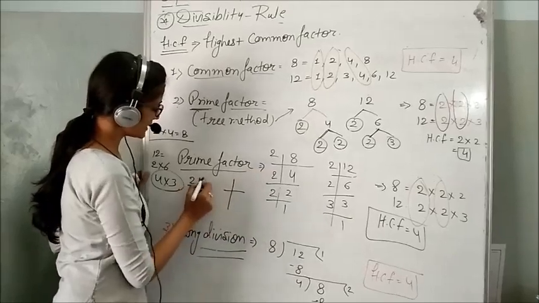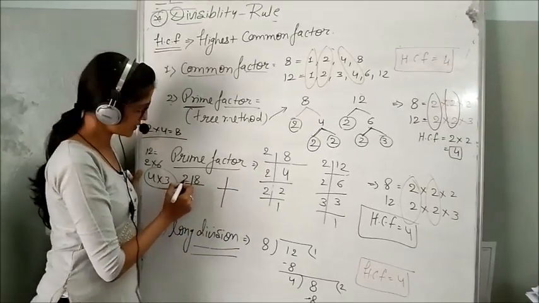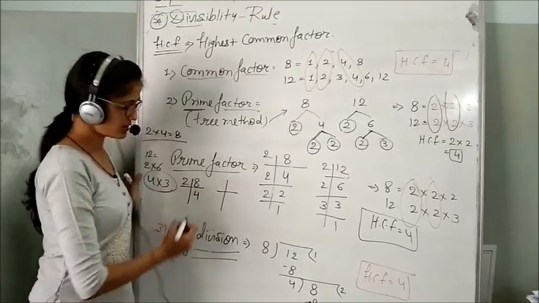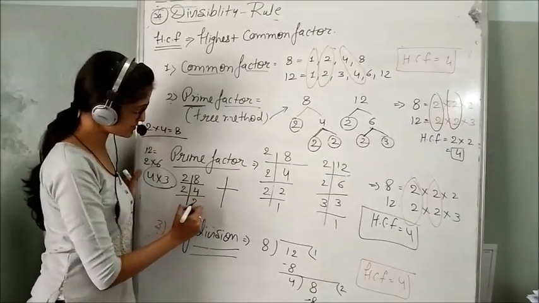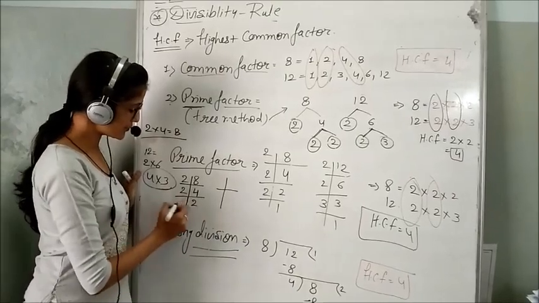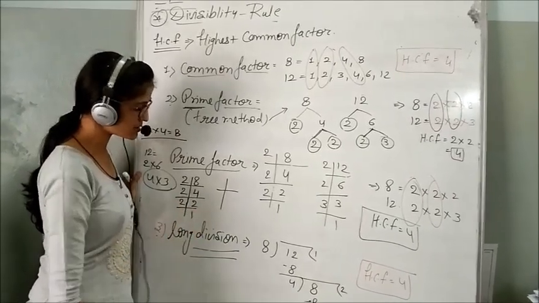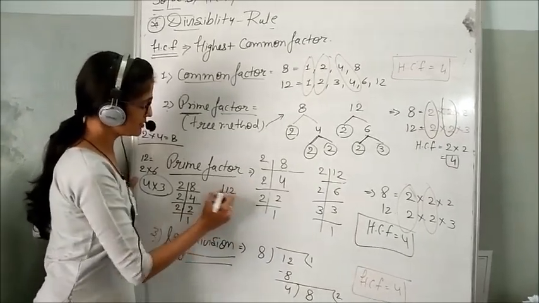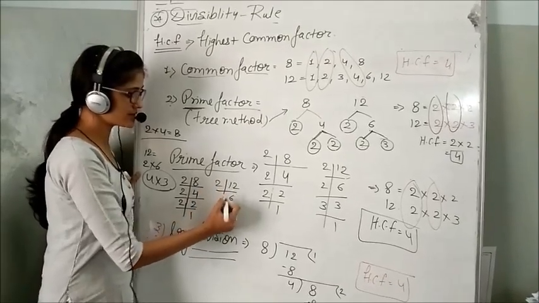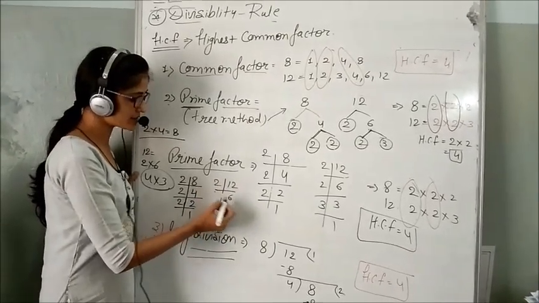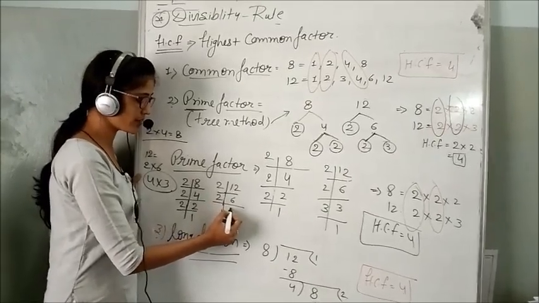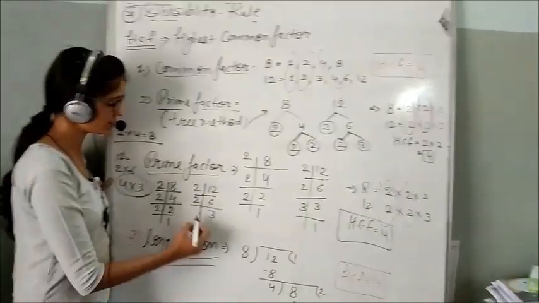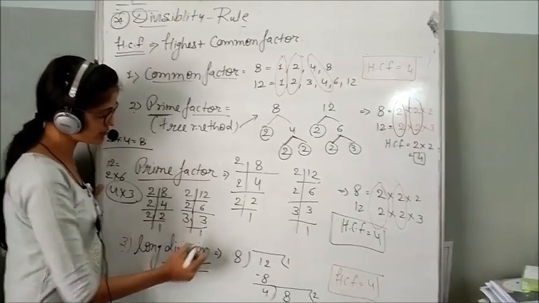Now we write 8 here, 8 is divisible by 2. The answer is 4. Now 4 is divisible again by 2, so we write 2 here and the result is 2. Now 2 is also divisible by 2 and the answer is 1. Now 12 is divisible by 2, the result is 6. Again that is divisible by 2, so we write 2 here. 2 into what is 6? 3 times. So we write 3 here. Now 3 divided by 3 is 1.